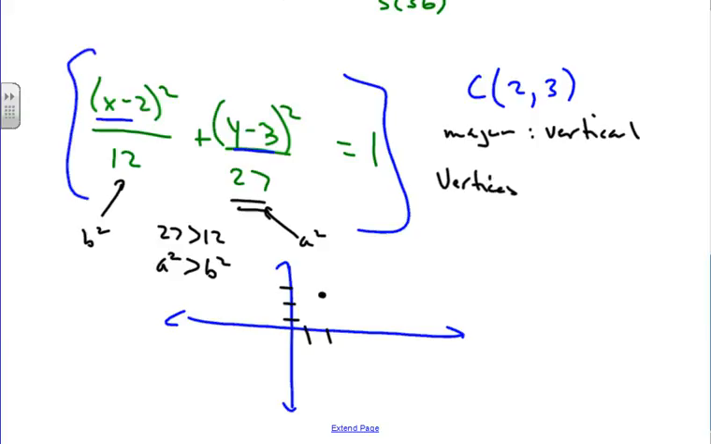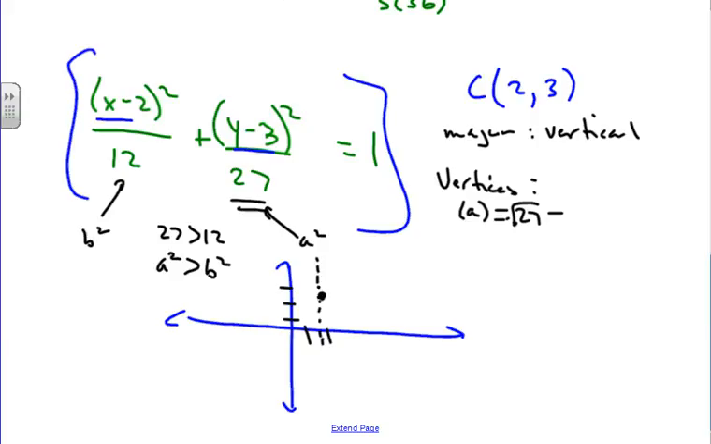All right, if we wanted to find the vertices, they come from looking at our a value. Our a value is going to equal the square root of 27. So what would I do? I would take this point right here from the center, and I would have to go up square root of 27 and square root of 27 down.